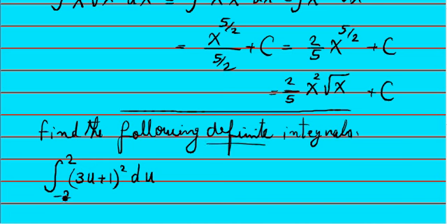We have a definite start and ending point, as if some function had been drawn, 3u plus 1. Like you had the u axis here, you had 3u plus 1 squared, some function, and then you are going from -2 to 2, and you are trying to find that area. You're trying to find this area here. So you're not finding an antiderivative here, you're finding an area. How do you go about this?